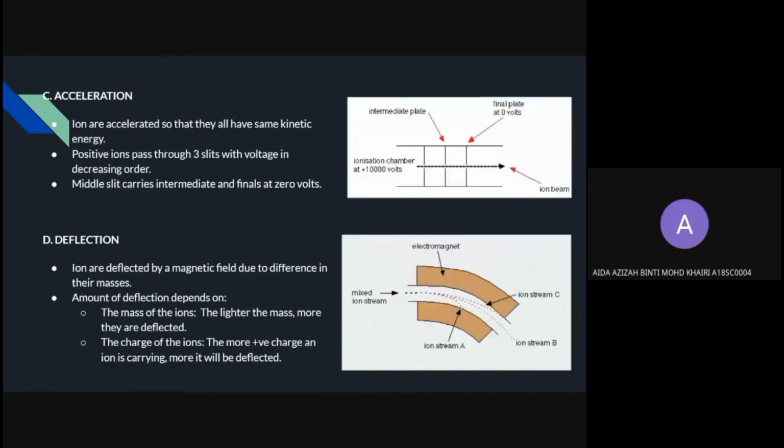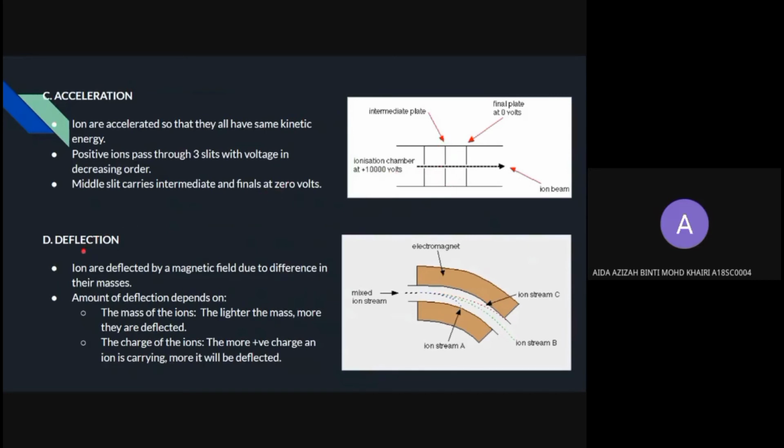Next step is acceleration. Ions are accelerated into a finely focused beam. They all have the same kinetic energy. A positive ion passes through three slits with voltage in decreasing order. In this diagram, it shows three slits with the last plate at a voltage of 0, and the middle plate is the intermediate plate.